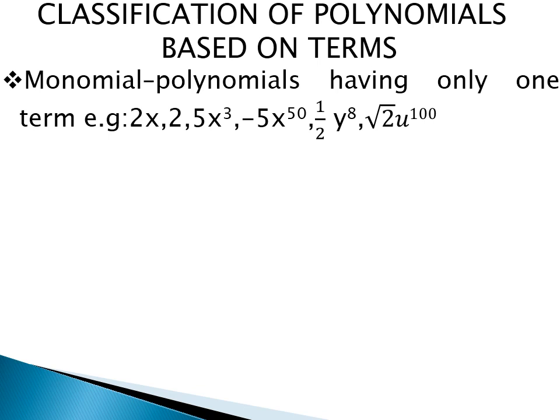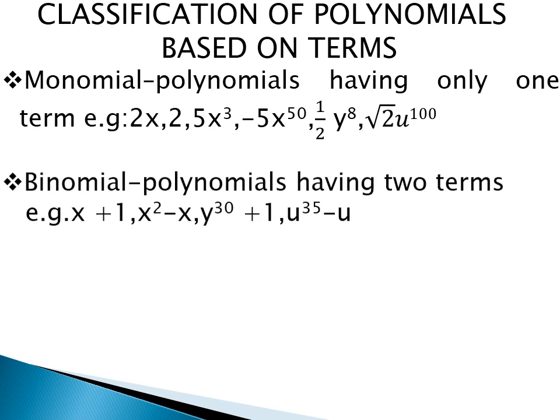We are not adding any term to these terms for getting a second term. There is no second term for us. Now we are having only one term. So polynomials having only one term, we can call it a monomial. Next, binomial. Polynomials having two terms.